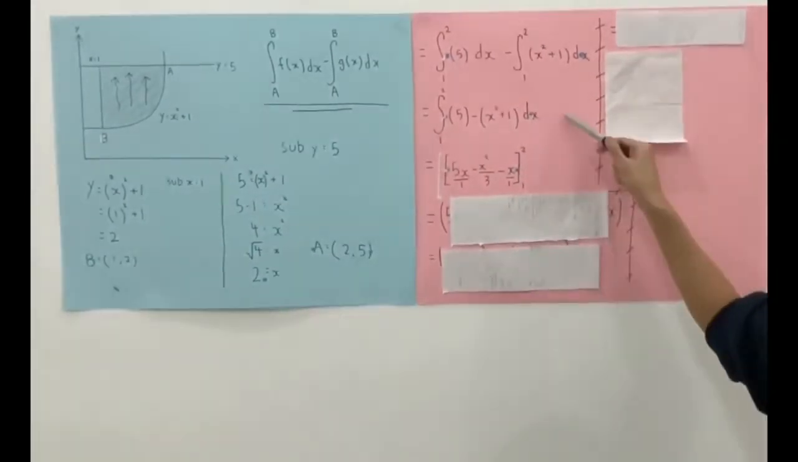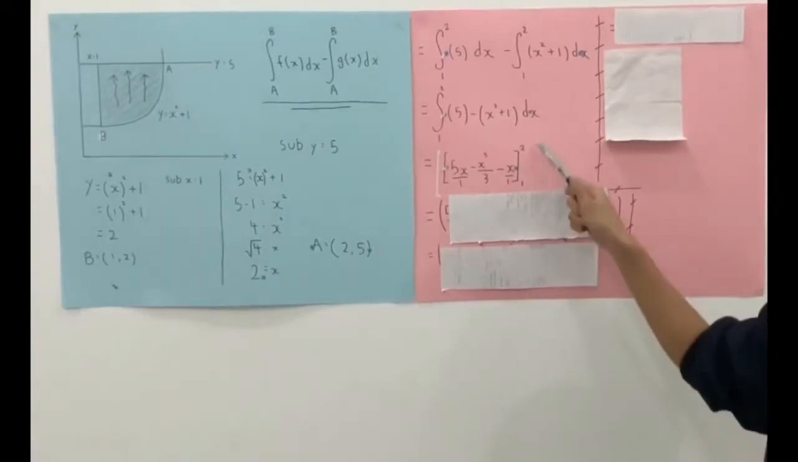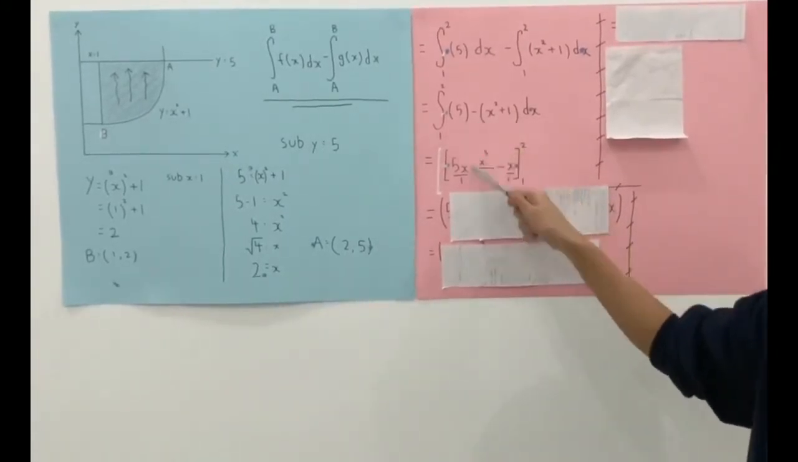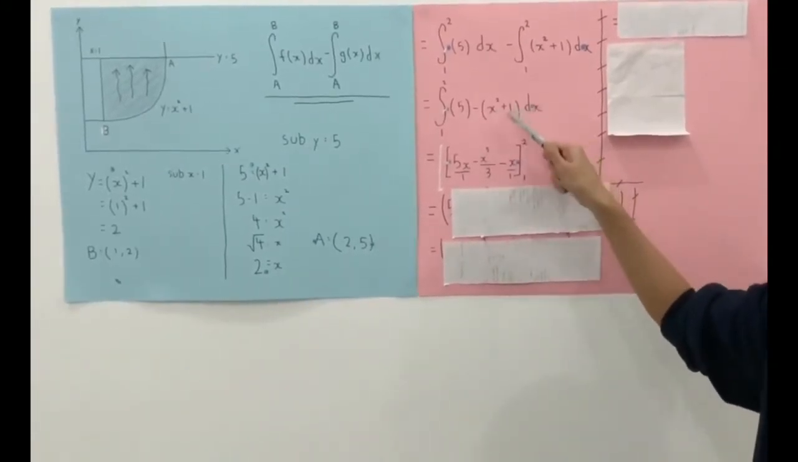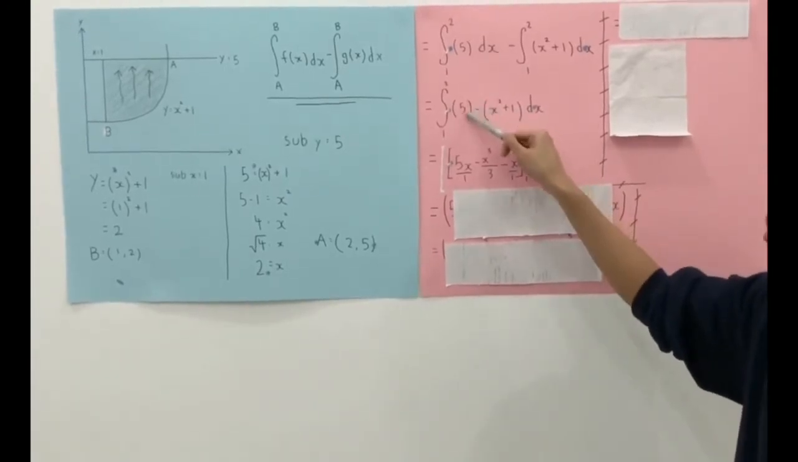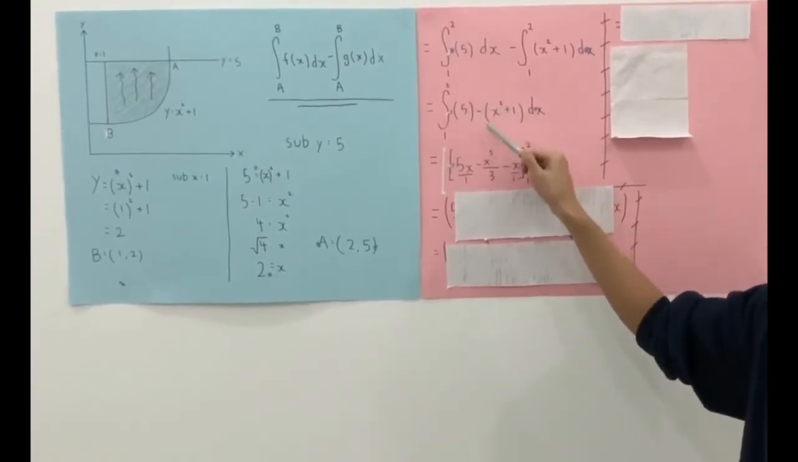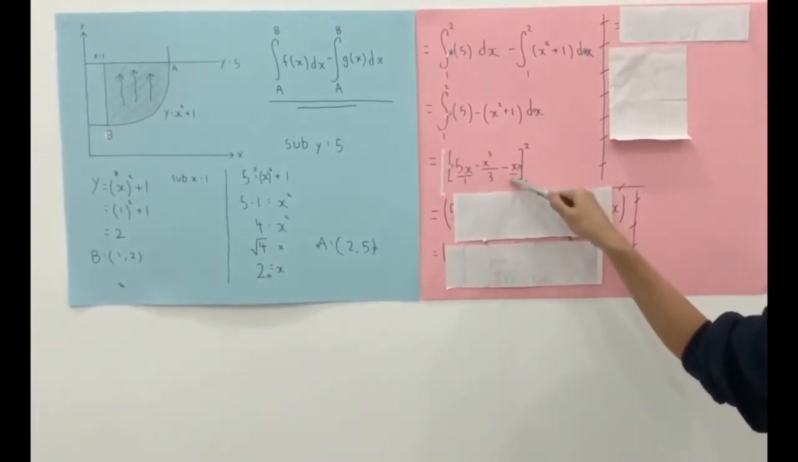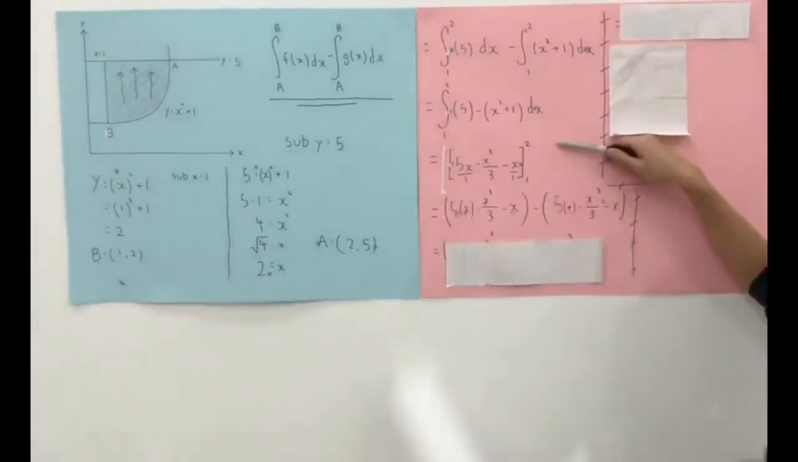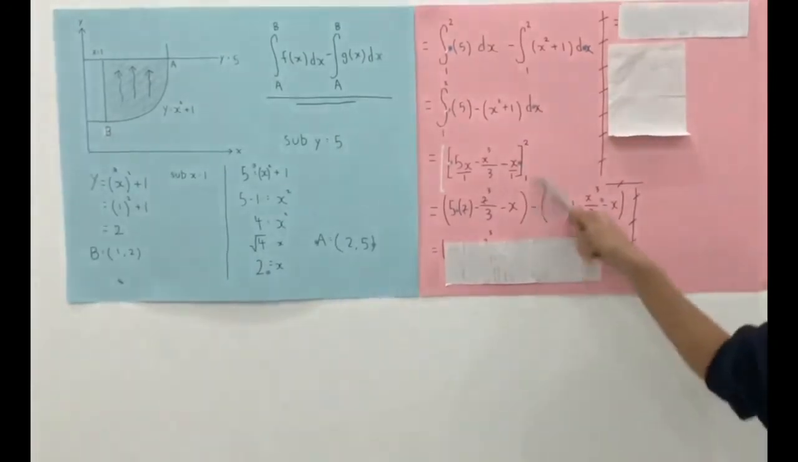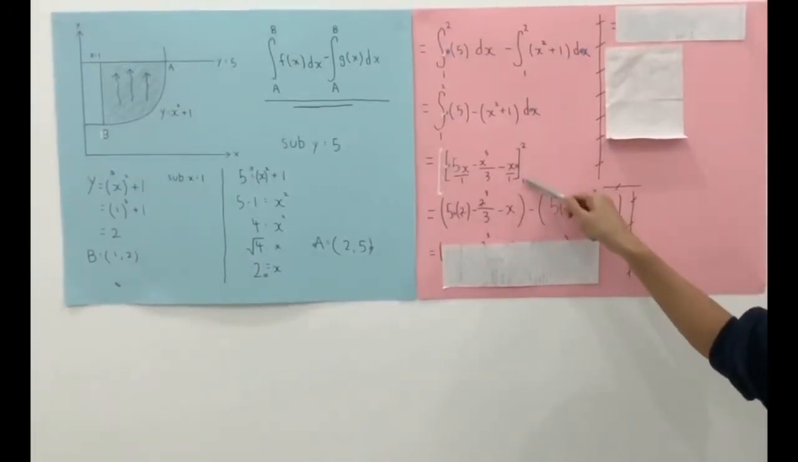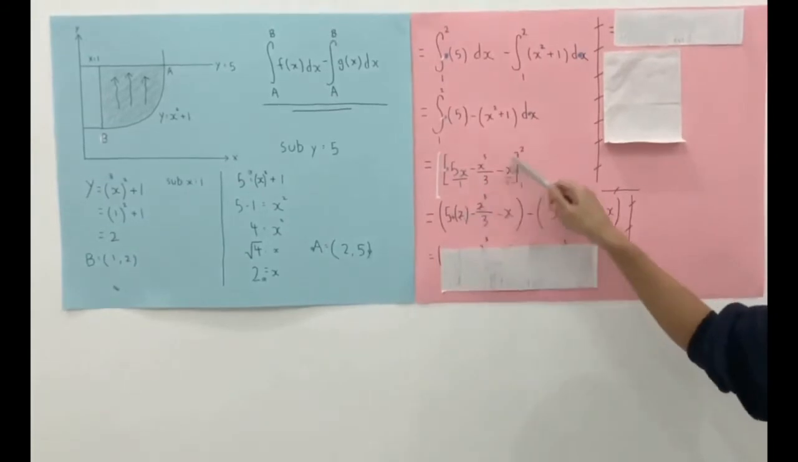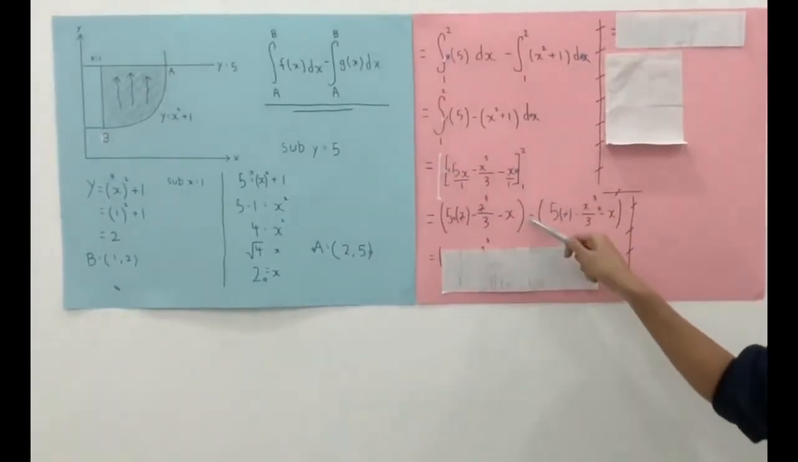First, let's start integrating the whole thing. Like usual, 5 times x, x cubed, and then divided by whatever the power of x is. For instance, this is power of 1, this is power of 3, and this is power of 1. Here, to remove this and this, we have to substitute x with these limits, and then we subtract.